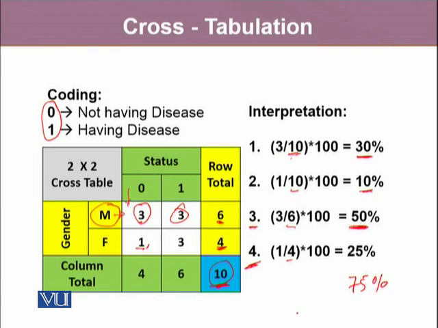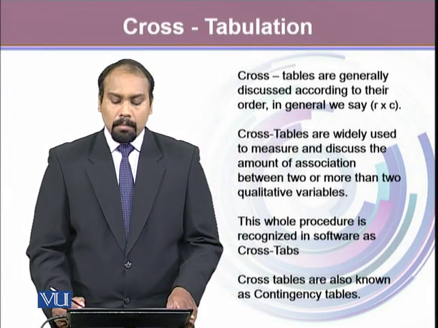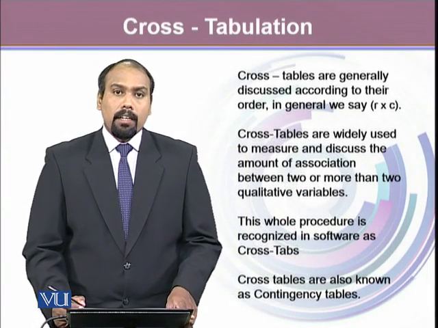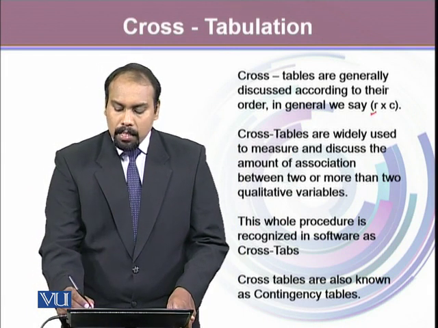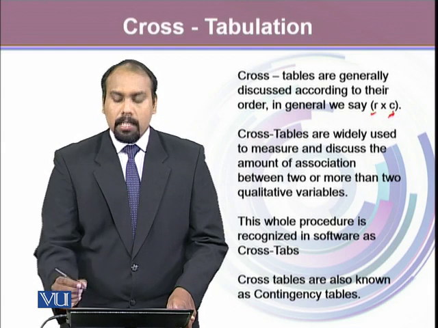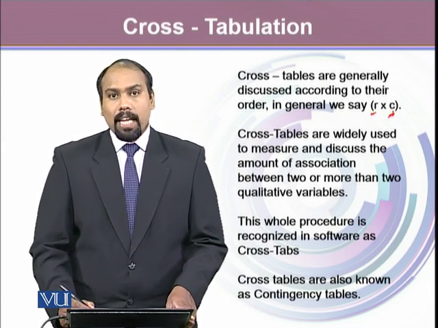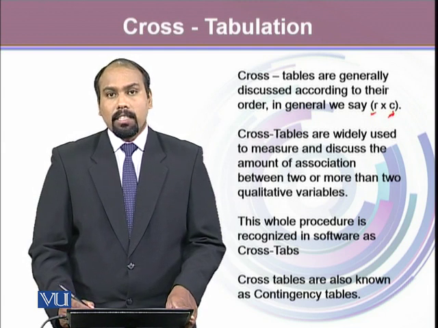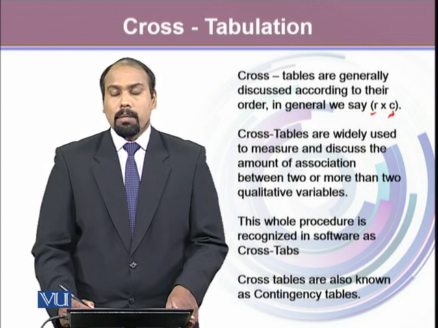So there are multiple different ways to interpret this cross table. Cross tables are generally discussed according to their order. In general, we say that a cross table is of order R cross C, where R represents the number of rows and C represents the number of columns. R is the number of categories of a qualitative variable on the row side, and C is the number of categories of a qualitative variable on the column side.